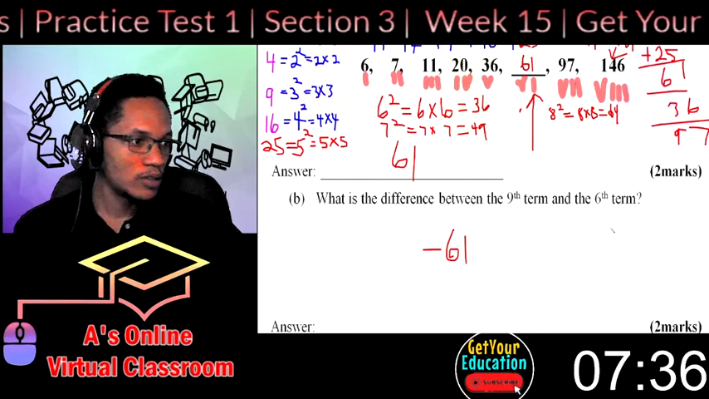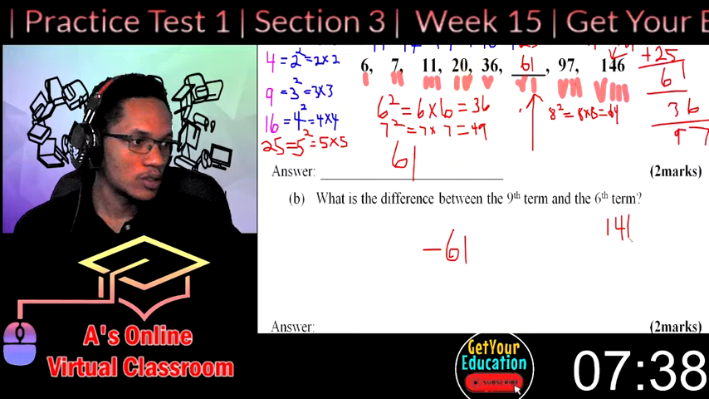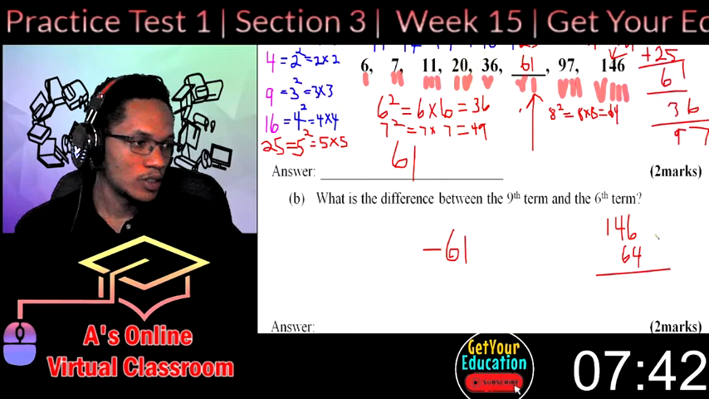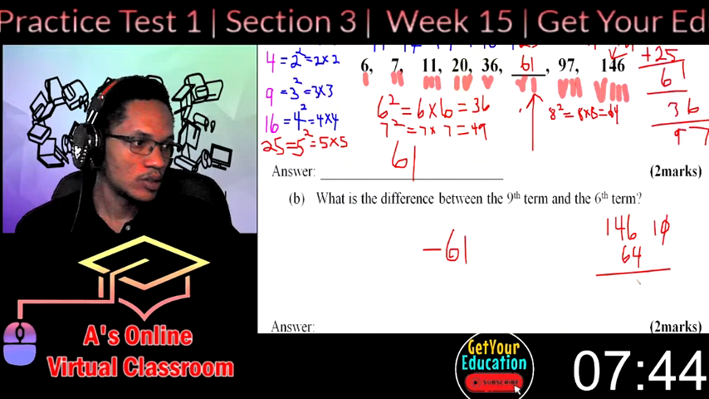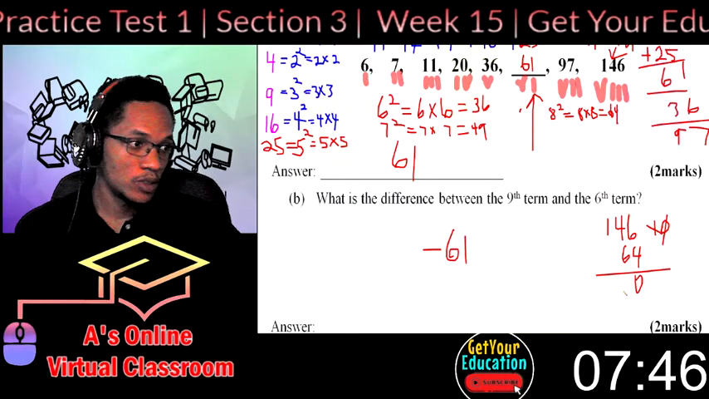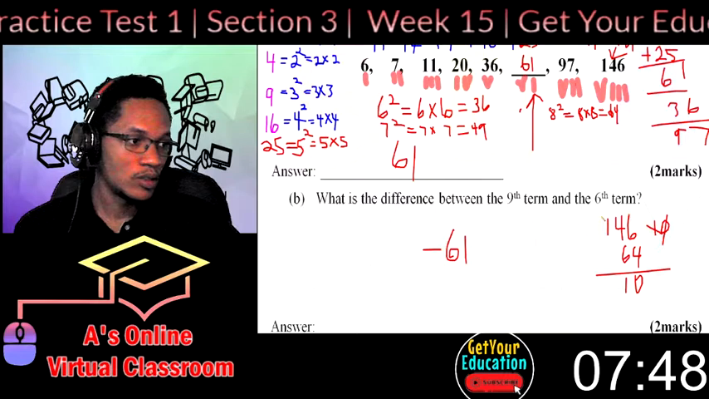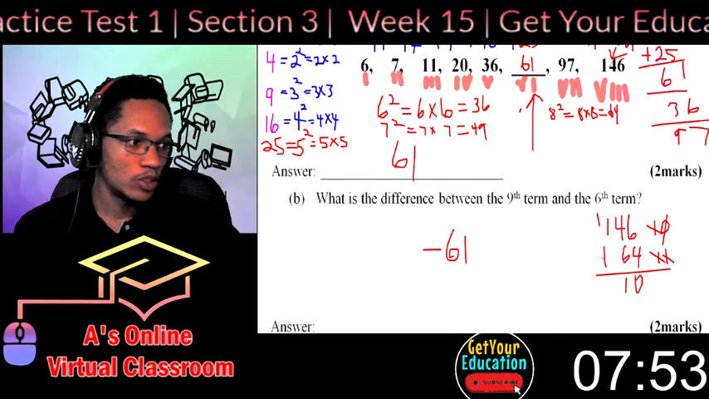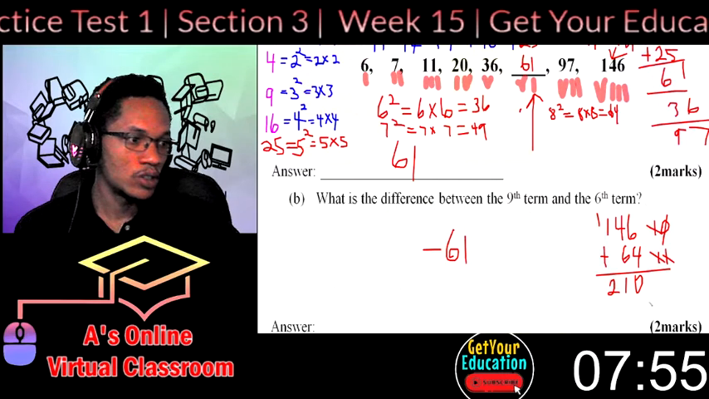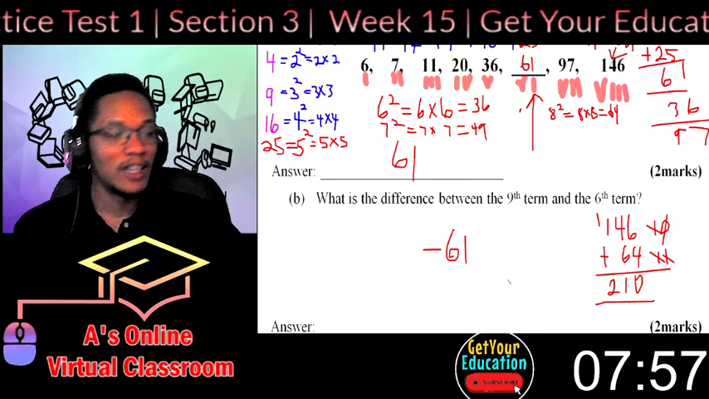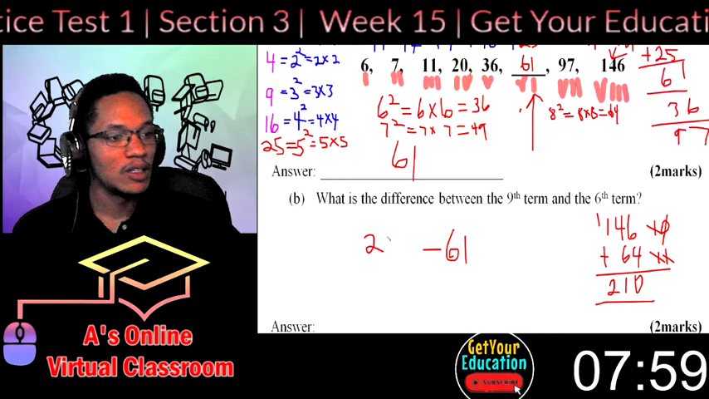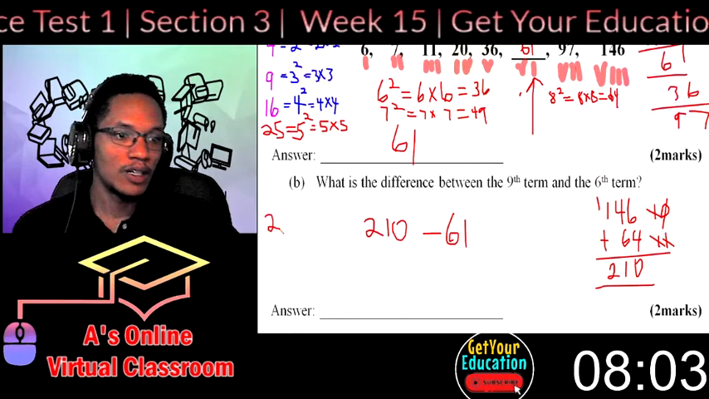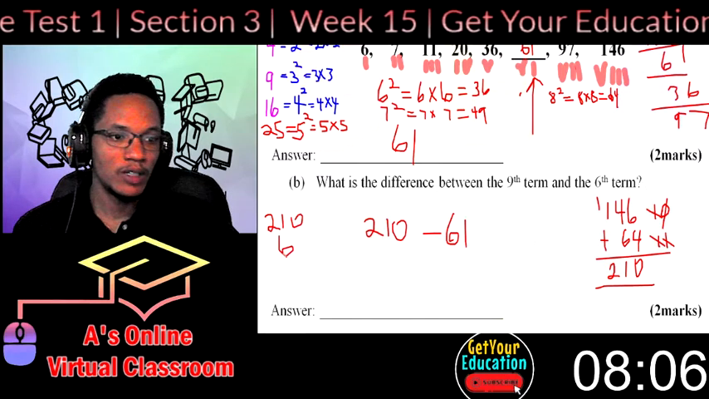So the 9th term would be 146 plus 64. 6 plus 4 is 10, plus 1 is 11. And then 1 plus 1 is 2. So that's 210. So the 9th term is 210. The 6th term is 61. So when we subtract that, we'll get our final answer.